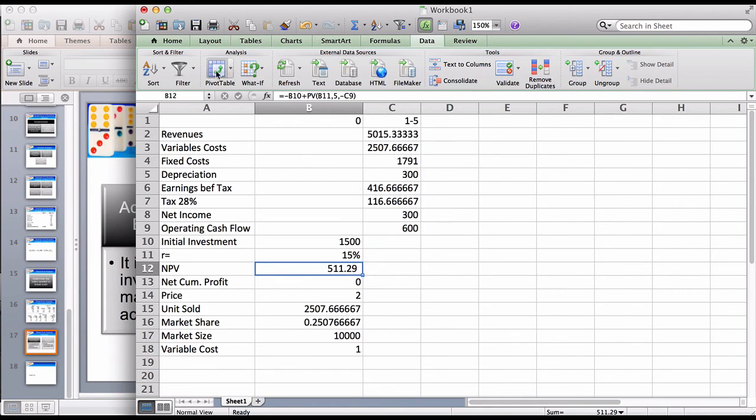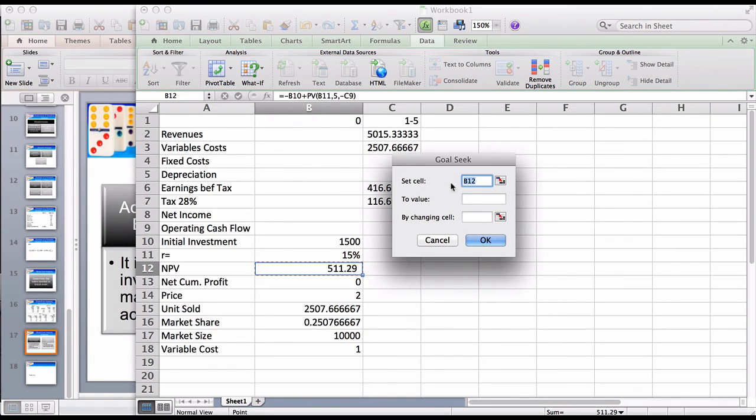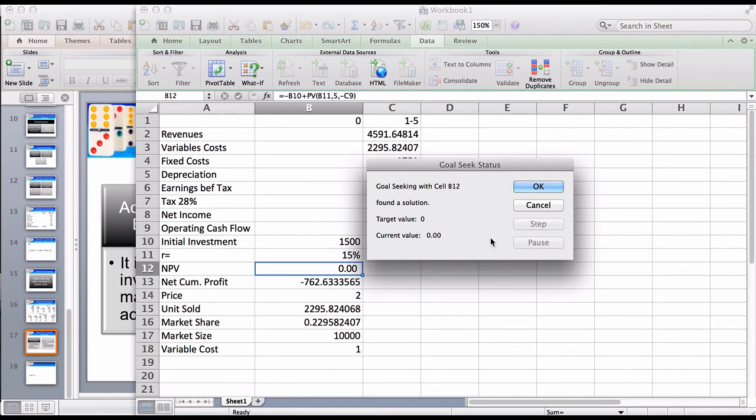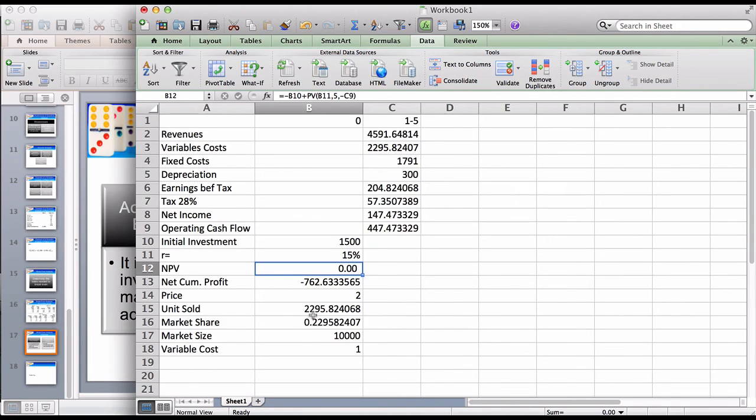So what we want to do is set the NPV equal to 0 by changing, let's change the market share. So by changing the market share, the minimum number of units sold to lead to a financial break even is 2,295. So it's the same type of process, and GoalSeek is a really good method to look at here.